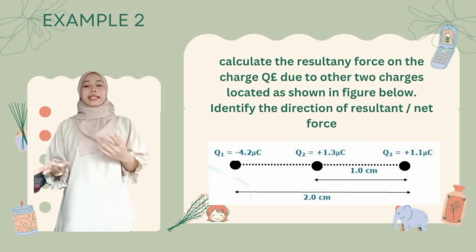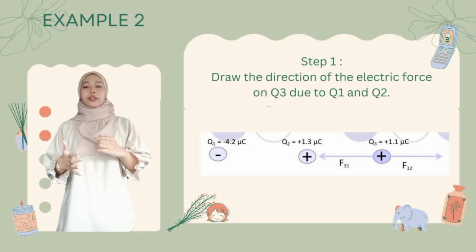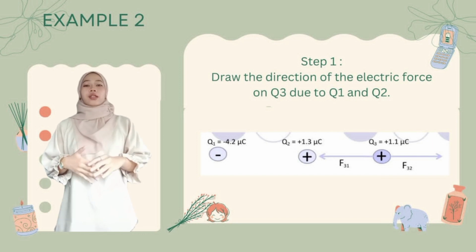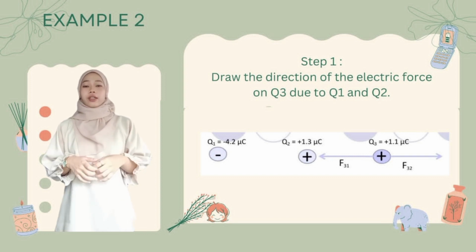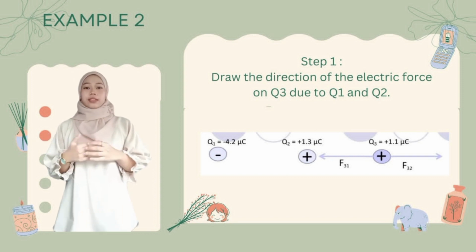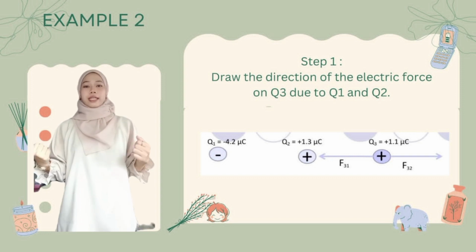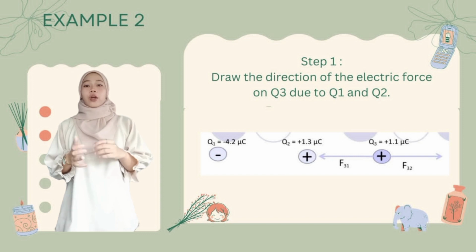When we get this question, the first step is to draw the direction of the electric force on Q3 due to Q1 and Q2. The first one is Q3 to Q1. Since the charges are positive and negative, they will attract each other and the direction of the electric force will move to the left toward Q1. For Q2, the charges are positive and positive, so the same charges will repel each other, so the direction of the electric force will move to the right, which is away from Q2.